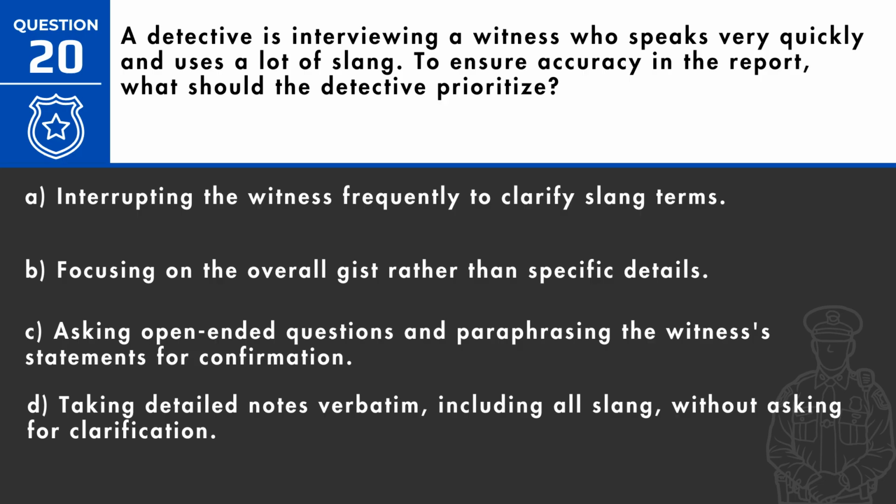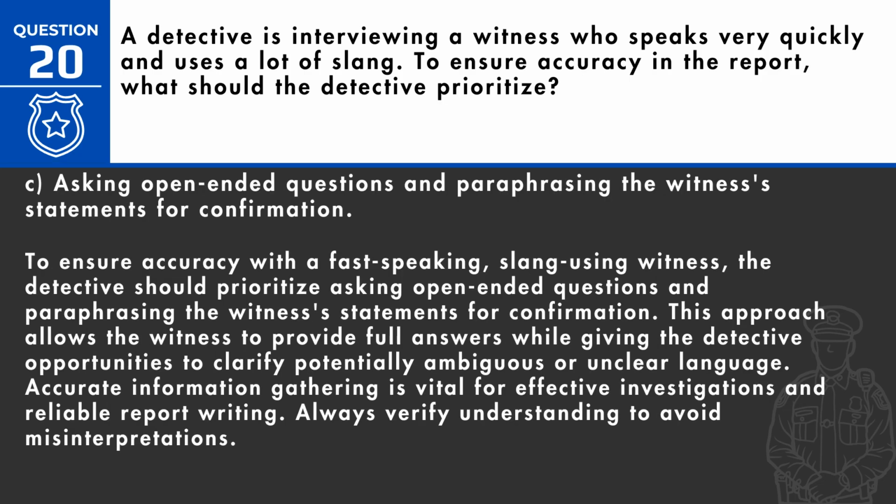Question 20. A detective is interviewing a witness who speaks very quickly and uses a lot of slang. To ensure accuracy in the report, what should the detective prioritize? A. Interrupting the witness frequently to clarify slang terms. B. Focusing on the overall gist rather than specific details. C. Asking open-ended questions and paraphrasing the witness's statements for confirmation. D. Taking detailed notes verbatim, including all slang, without asking for clarification.